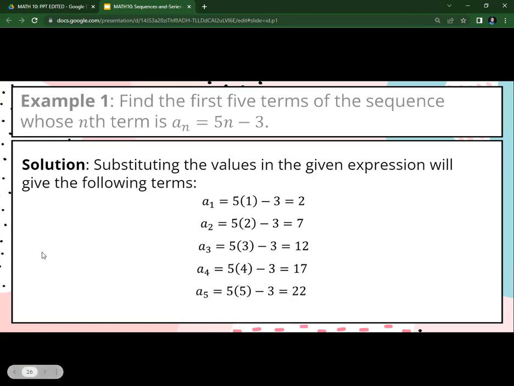And last one, for the fifth term, palitan lang ulit yung n ng 5. 5 times 5, 25, minus 3 is equal to 22. So ibig sabihin po, the first 5 terms of the sequence of a sub n is equal to 5n minus 3 is 2, 7, 12, 17, and 22. So as you can see, meron tayo dito makikitang pattern. We just add 5. So 2 plus 5, which is 7. 7 plus 5, which is 12. 12 plus 5, which is 17. And 17 plus 5, it is equal to 22.